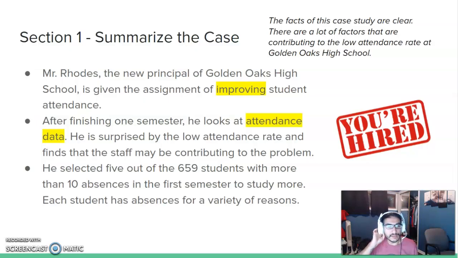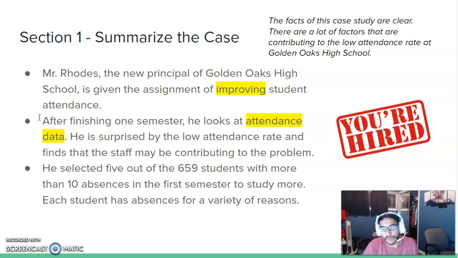Now, on this slide, section 1, I found this case study to be very interesting, and here's my summary about the case. Mr. Rhodes, the new principal of Golden Oaks High School, is given the assignment of improving student attendance. The superintendent immediately asks him to work with local organizations and tells him the attendance rate is declining steadily. After finishing one semester, he looks at attendance data and he is surprised by the low attendance rate and finds that the staff may be contributing to the problem.